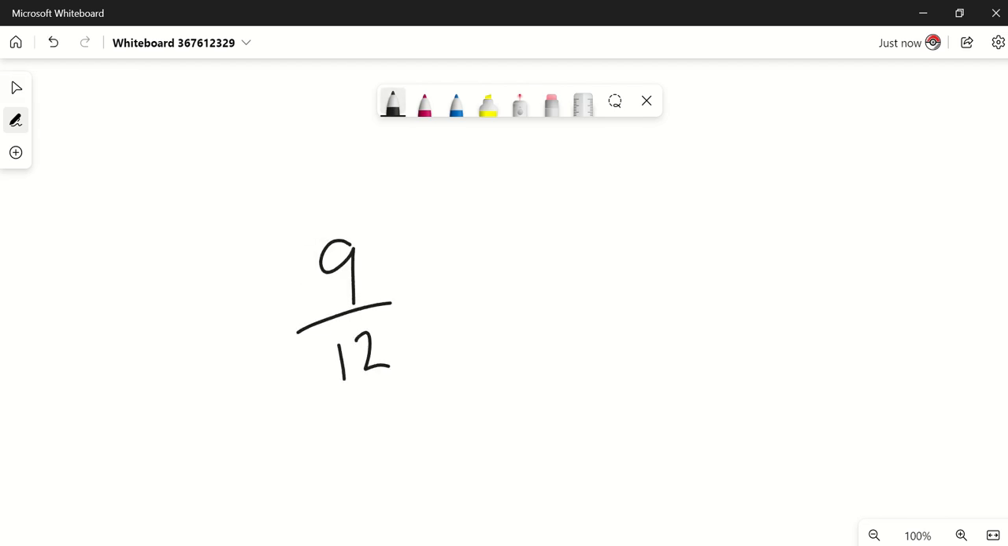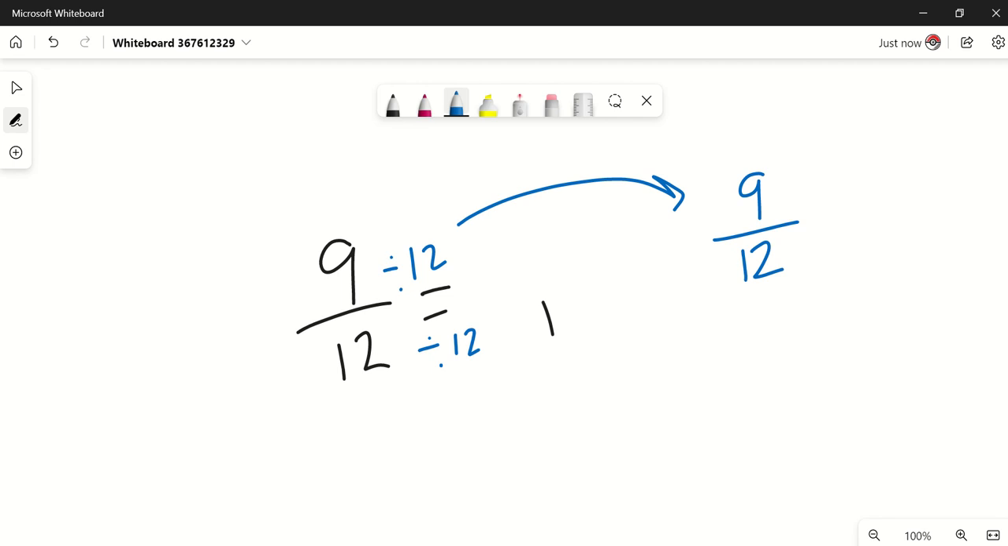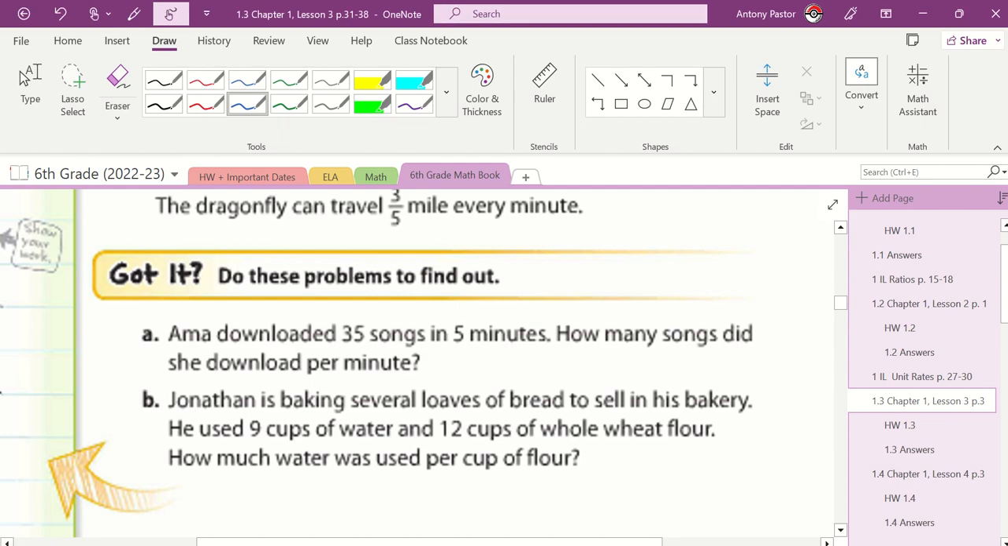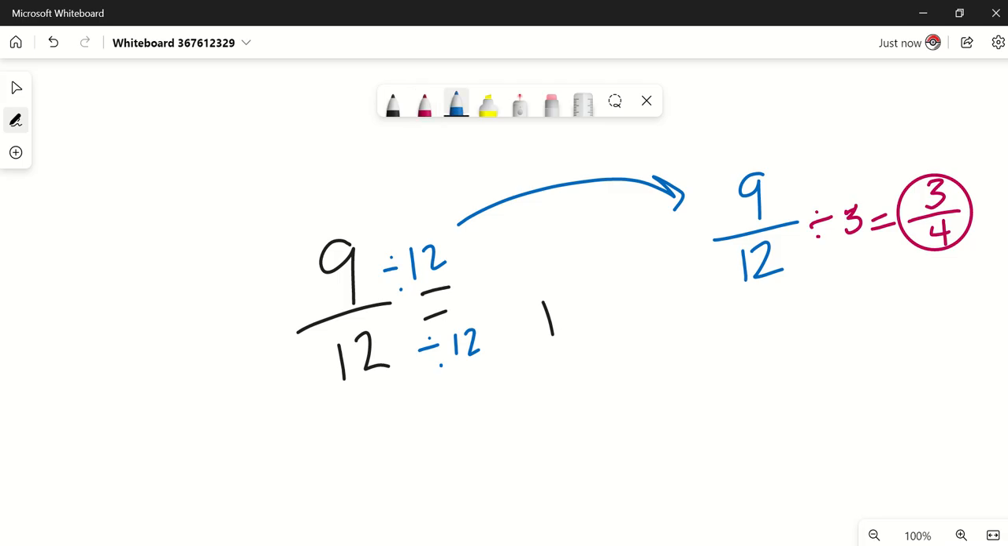This one's going to be an easy one. We want our denominator to be 1. I need to divide both of these by 12. This is going to be 9 over 12, because 9 divided by 12, I don't know what it is, so I'm going to make it a fraction. 9/12. 9 and 12 have 3 in common. If I divide both of these by 3, it will become 3/4. So my answer to this is for every 1 cup of flour, she uses 3/4 cups of water.